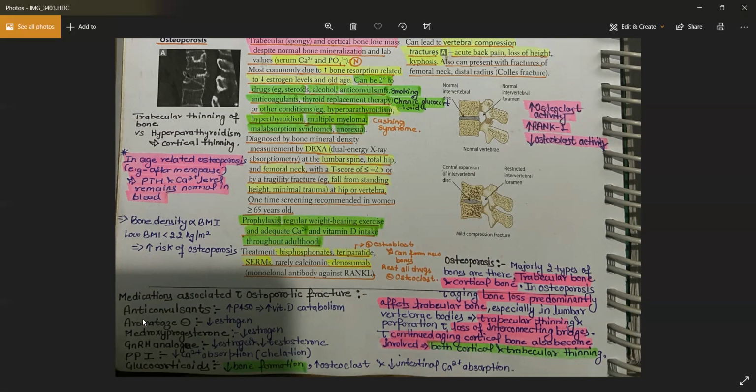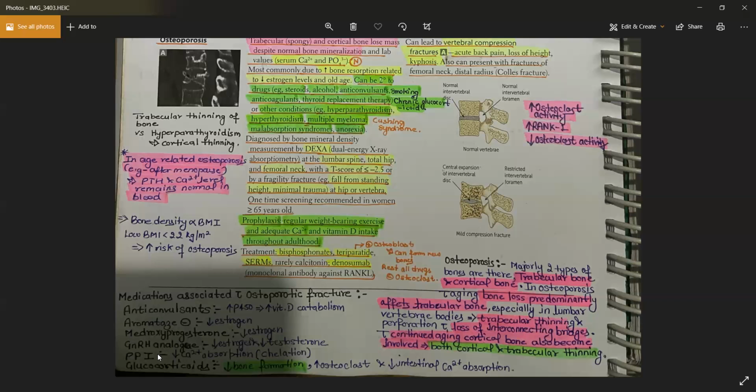Second is medroxyprogesterone, which also decreases the estrogen levels. Similarly, you can have bone resorption. Then the GnRH analogs. If you remember, if you give continuous stimulation with these drugs, then you can have suppression of the hypothalamic-pituitary-gonadal axis, right? And as a result, you will have a low level of estrogen and testosterone. If you give pulsatile infusions, then you will have a high level of estrogen and testosterone. If you give continuous infusions of these drugs, then you can have an inhibition of GnRH, right?